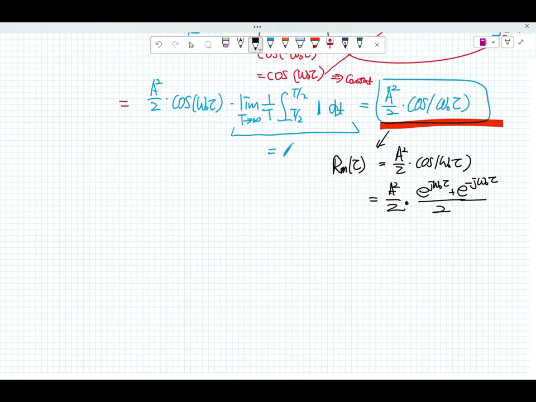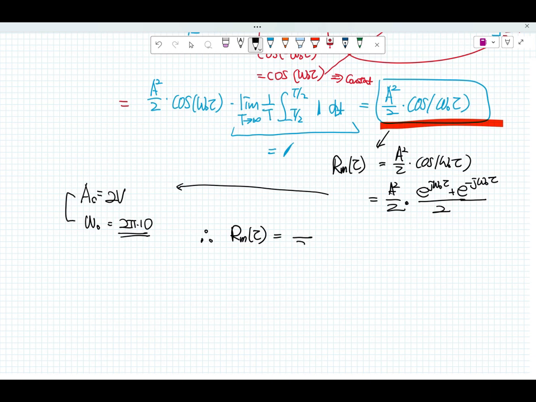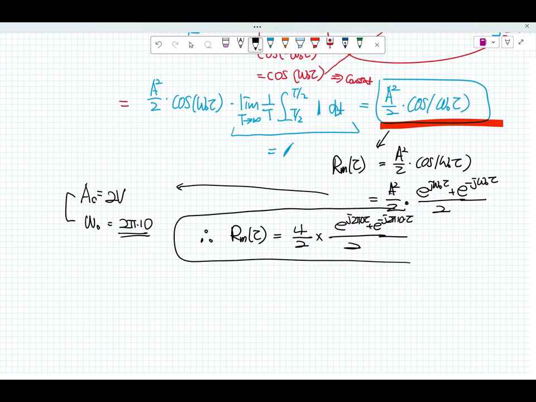Now, from the question, A is given as 2 volts, and omega sub 0 is 2 pi times 10. So finally, R sub m of tau is 2 over 4, multiplied by e to the j 2 pi 10 tau plus e to the minus j 2 pi 10 tau. Okay, so that was our value.